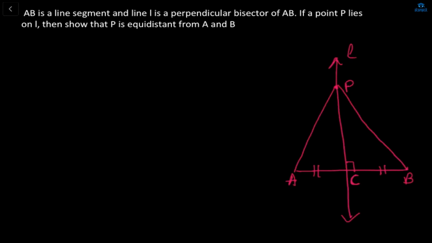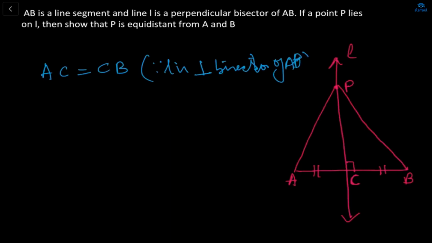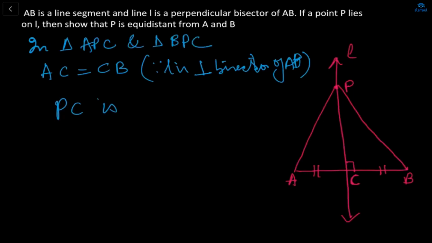Yeah, very good, everybody. So since L is a perpendicular bisector of AB, therefore AC will be equal to CB. First I will write in triangle, because whichever two triangles you are taking, you have to mention. In triangle APC and triangle BPC, AC is equal to CB, and PC is the common side.